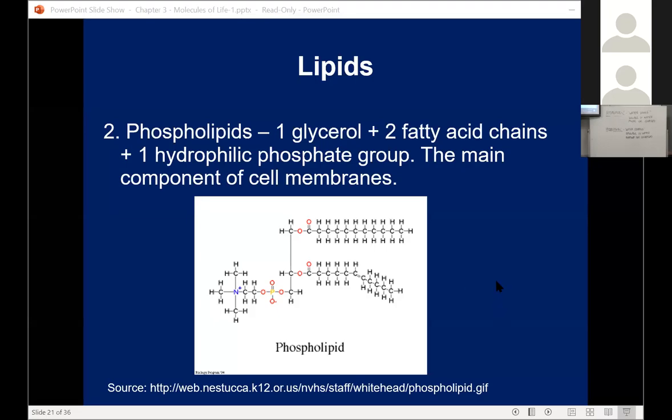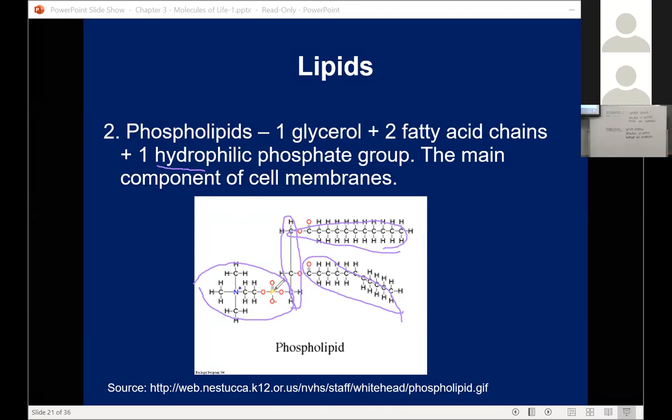Okay, let's go back to the PowerPoint presentation. All right, there's one more term, and I'll put this on the whiteboard too, that I want to talk about before we continue. So, again, phospholipids are composed of one glycerol, which is here, two fatty acids, here and here, and one hydrophilic phosphate group. Okay, if we look at this phosphate group, we can see a negative charge here. This oxygen double bound to a phosphate, that's a polar molecule, positive charge here. So this is hydrophilic. Let's look at the fatty acid chains.